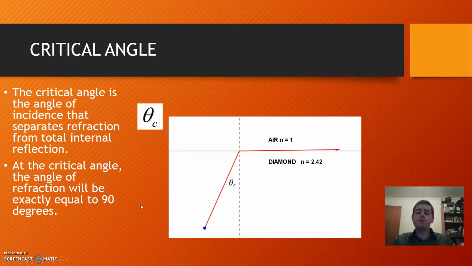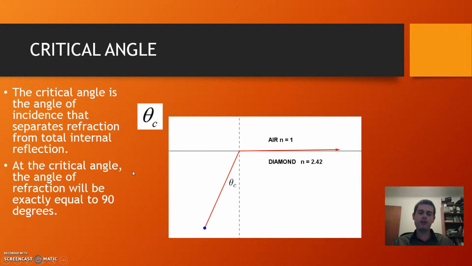In physics, we're interested in that angle of incidence where the light ray goes from being refracted to being totally internally reflected. We call that the critical angle. So the critical angle is the angle where you go from having refraction to having internal reflection. For that previous little animation we looked at, the critical angle in that case would have been about 42 degrees, because that's where it went from refracting to reflecting.